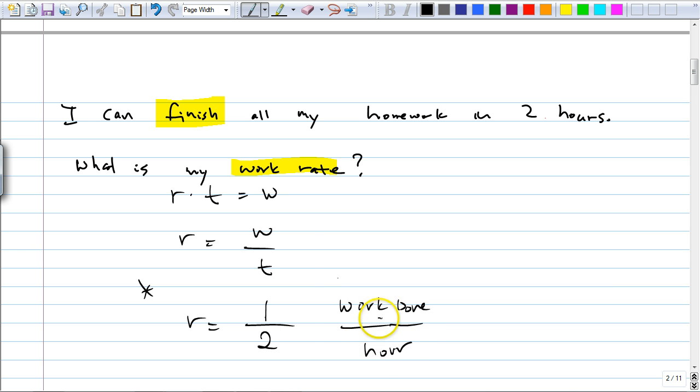Have you ever seen this kind of unit? We've seen kilometers per hour, right? Meters per second, things like that. We haven't seen work done per hour, but that's what it is for the work rate. Is that okay? So the work rate is 1/2, and it makes sense.